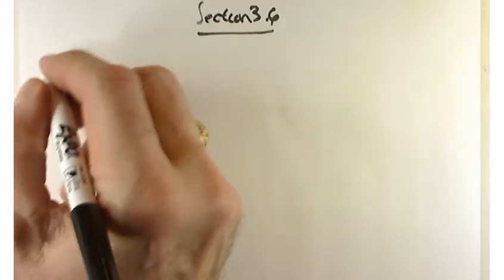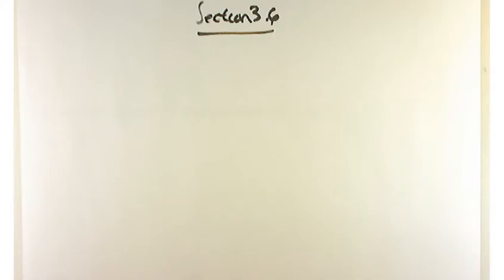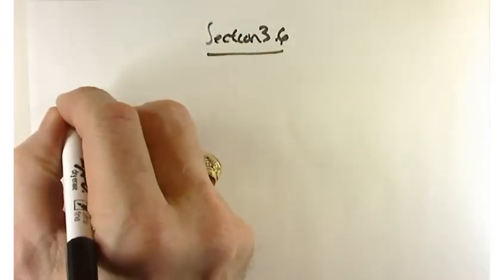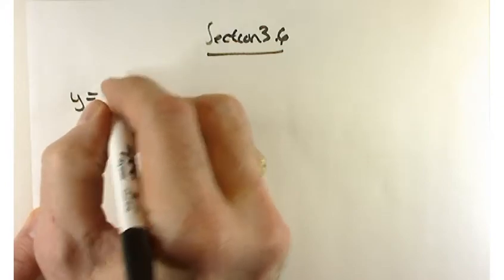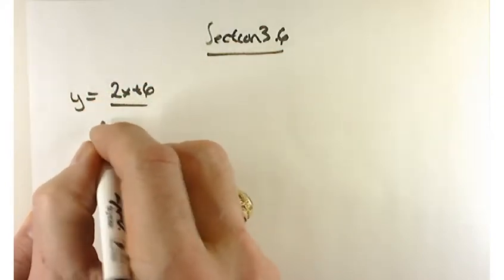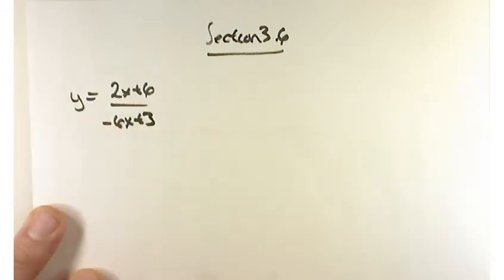Okay. So we're going to work with rational functions in section 3.6, and I want to look at one in particular just to get started with and acquaint you with some of the things that can happen when you're looking at the graph of a rational function. It's y equals (2x + 6) over (-6x + 3).